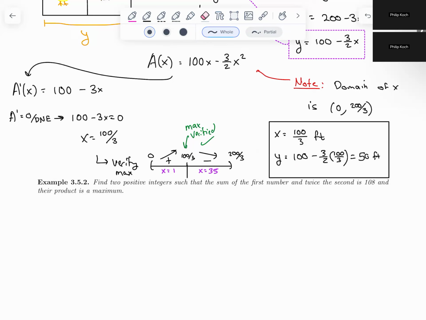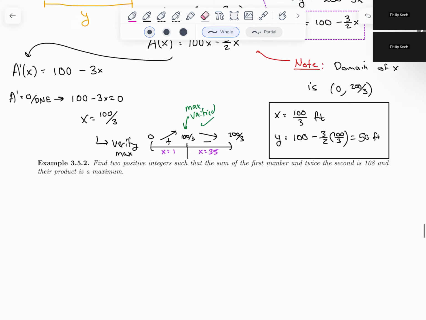I don't know how that was possible, but find two positive integers such that the sum of the first number and twice the second number is 108 and their product is a maximum. So can't really draw a picture here, but the fact that it says maximum tells me I'm dealing with an optimization problem. I can't draw a picture because integers are a mathematical quantity. They don't have a picture to them, but I need to define them.